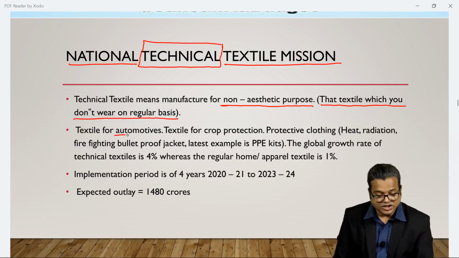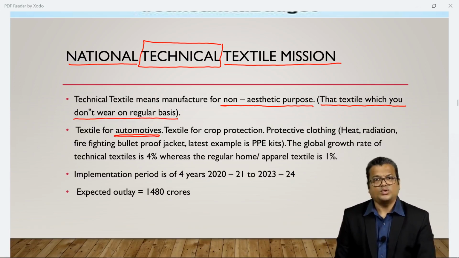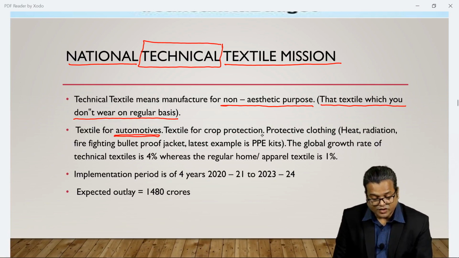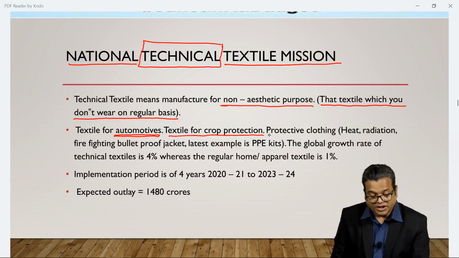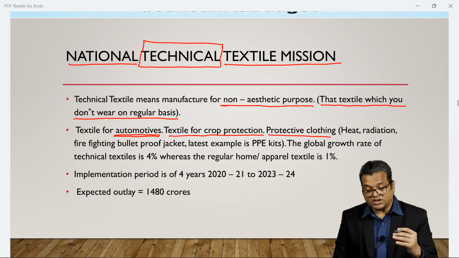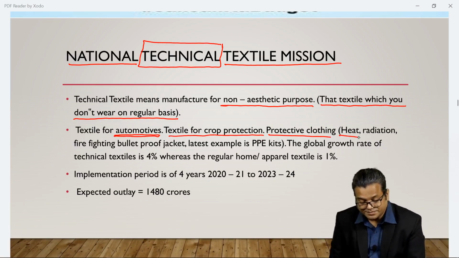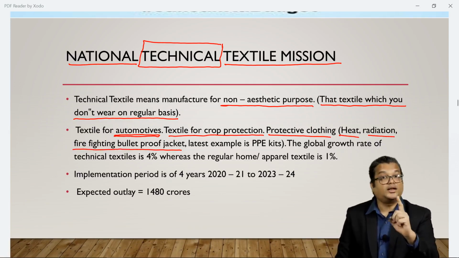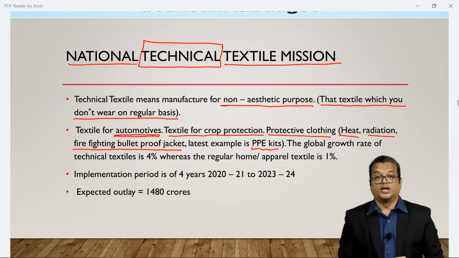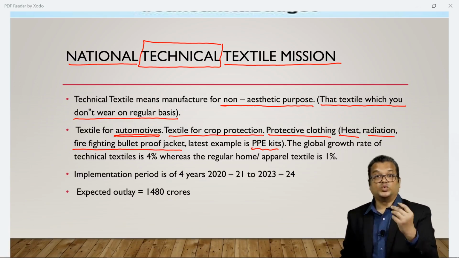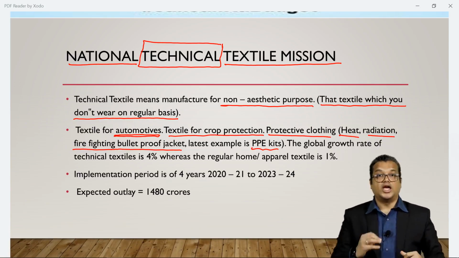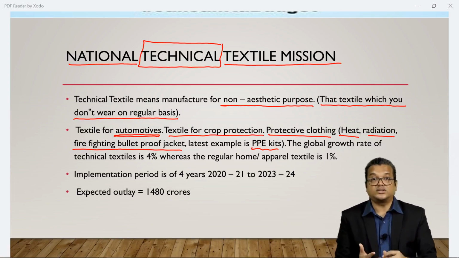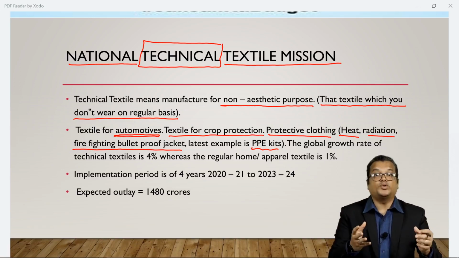So the textiles which are used in automotive. Yes, friends, I'm going to come to it. Textile for crop protection. Protective clothing, which includes heat, radiation, firefighting, bulletproof jackets, and the latest example can be PPE kits. During pandemic times, this word has become known to everyone. PPE kits, personal protection equipment kits. You must have seen doctors, nurses, medical staff, even the people who drive ambulances.